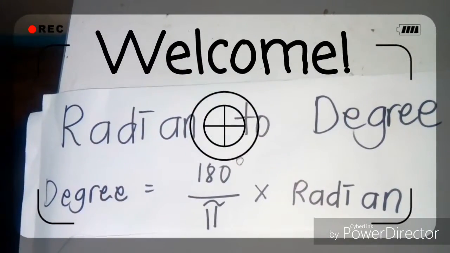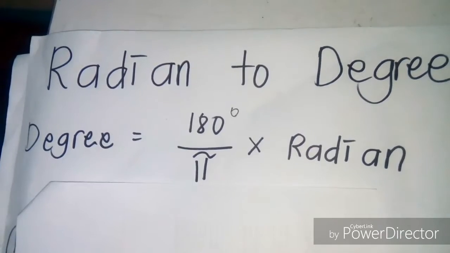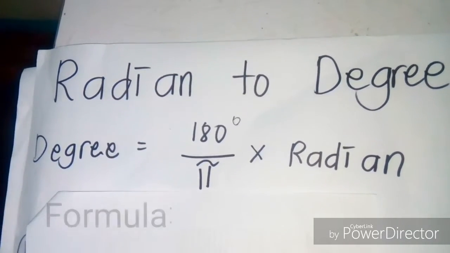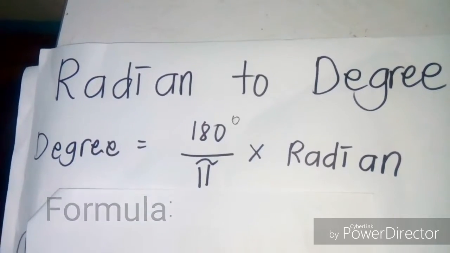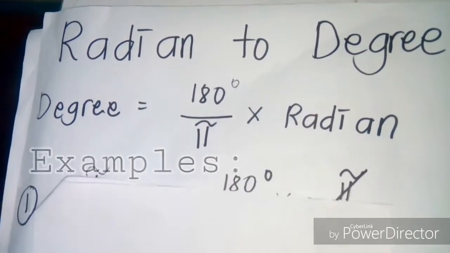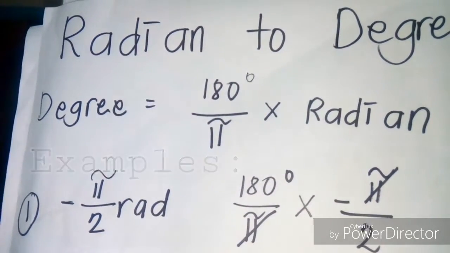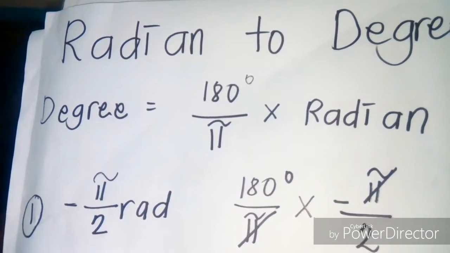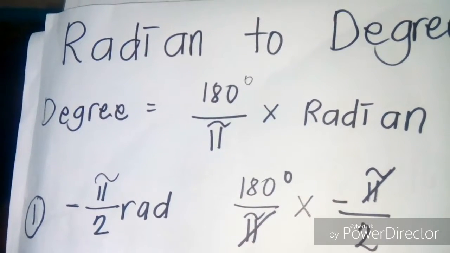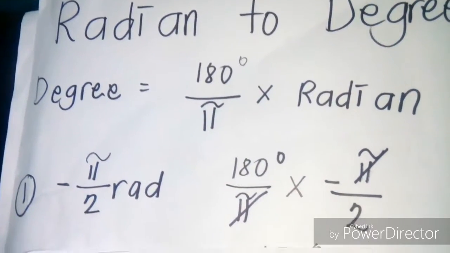Welcome to the conversion of radian to degree and degree to radian. First, we're going to focus on radian to degree. The formula is degree equals 180 degrees over pi times radian. Let's have the first example. Negative pi over 2 radian. Let's convert it to degrees by using the formula. 180 degrees over pi times negative pi over 2.